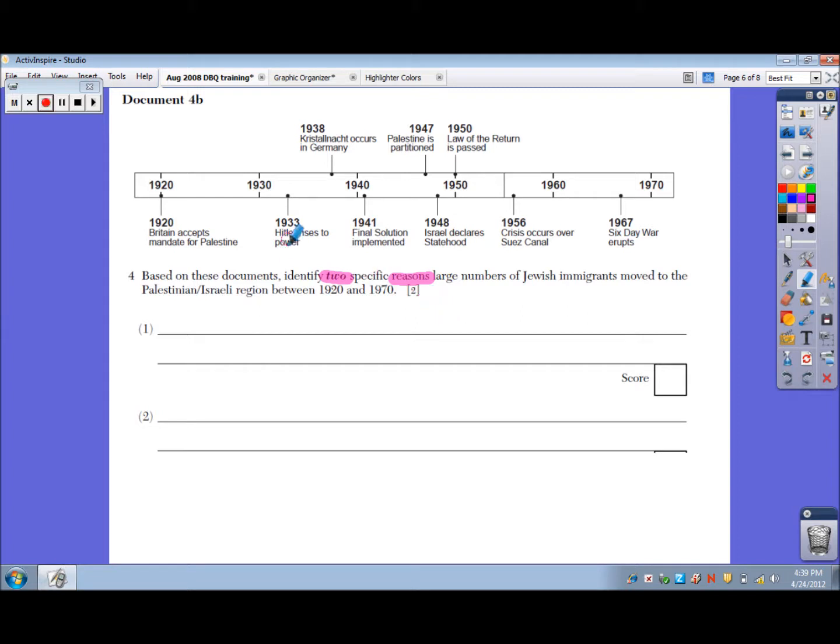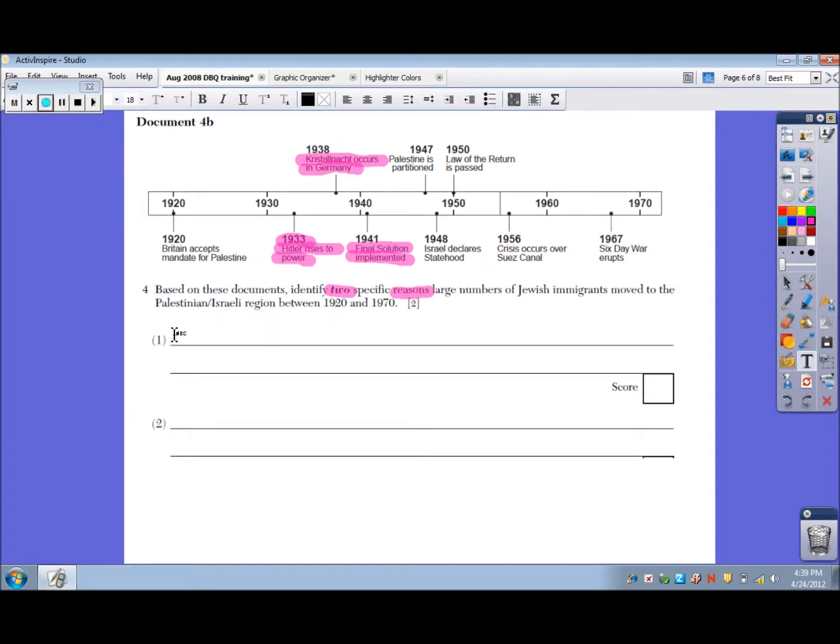The first word that popped out to me when I looked at this was Hitler. Okay, Hitler rises to power in 1933. Why do you think Jews might leave when Hitler rises to power? You should know that. Okay, we'll come back to that later. Also something called Kristallnacht in Germany that has to do with the Holocaust. Again, Jews kind of being persecuted. And the final solution, again, part of Hitler and the Nazi Holocaust, is implemented in 1941. So these are three answers right here that would work in this essay.